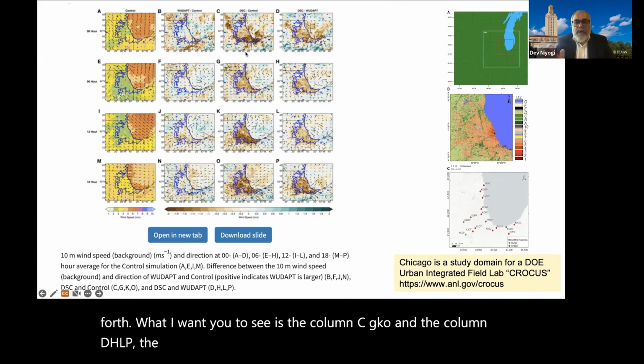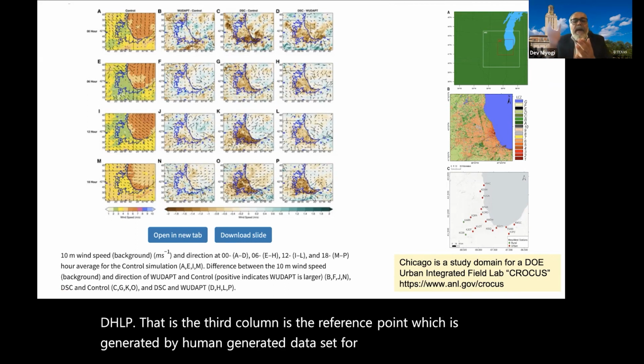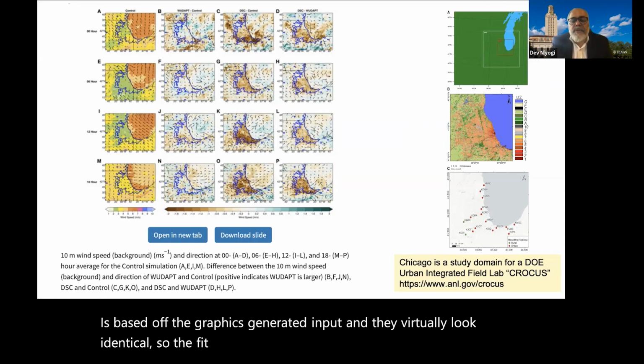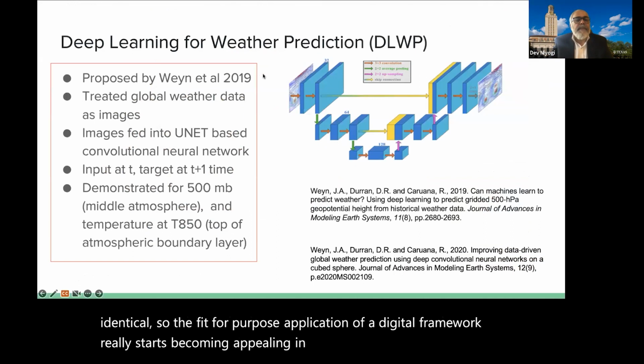That is, the third column is the reference point, which is generated by a human-generated data set. And the last column is based on the graphics-generated input, and they virtually look identical. So the fit-for-purpose application of a digital framework really starts becoming appealing in this context.